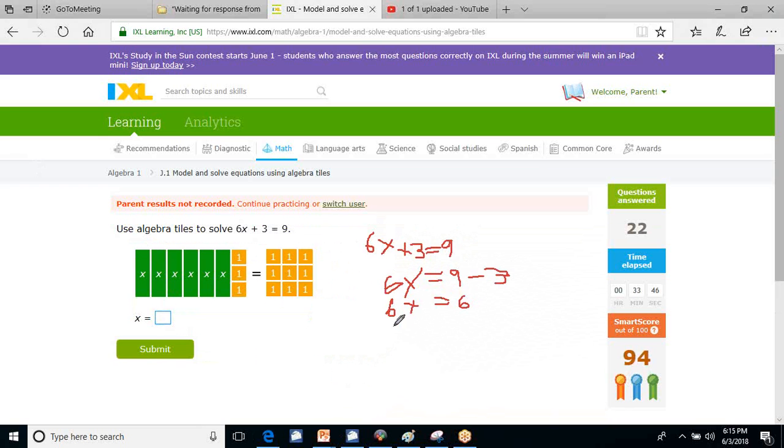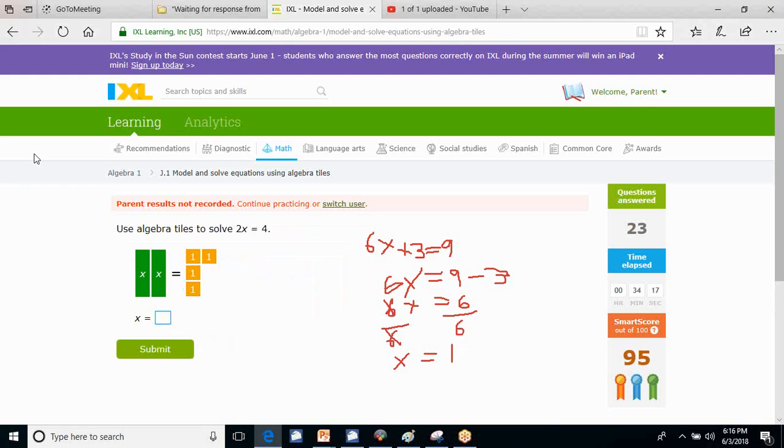So your 6x is equal to 6. If you divide both sides by 6, remember what you do on one side, you have to do the same thing on the other side. So the 6 cancels the 6, so you have x, and your x is equal to 1. 6 divided by 6 is 1. So your x is 1. Following now?